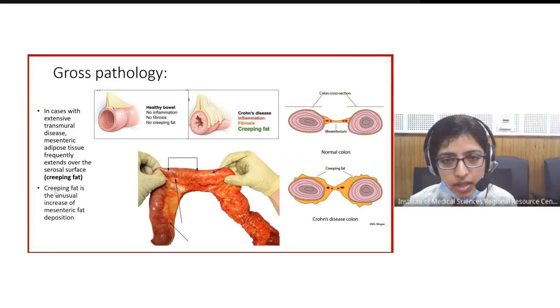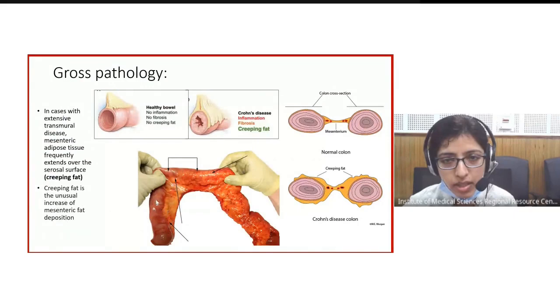Now, another feature that we see is creeping fat. What is creeping fat? Normally, the fat is confined within the mesentery in a healthy bowel when there is no inflammation. Now, in Crohn's disease, this fat starts to extend over the serosal surface, and this is what is called creeping fat. This is another schematic diagram to show. This is the fat normally confined to the mesentery, and here we are seeing that it is also extending on the serosa. This is creeping fat. This is the unusual increase of mesenteric fat, and this is the resected specimen.